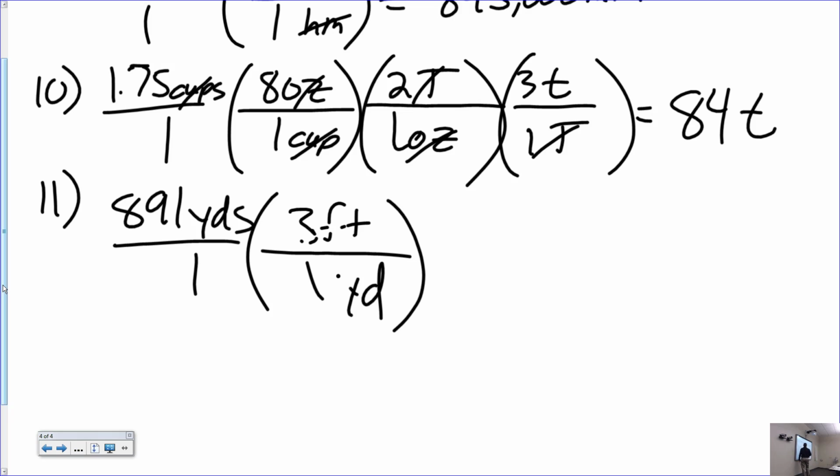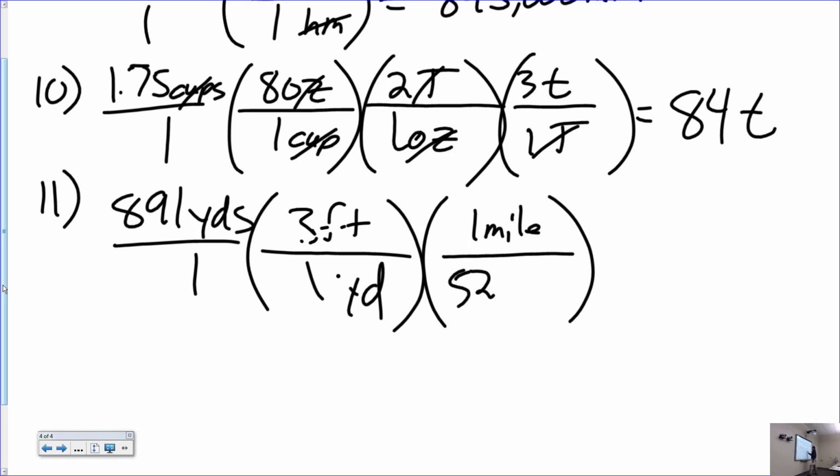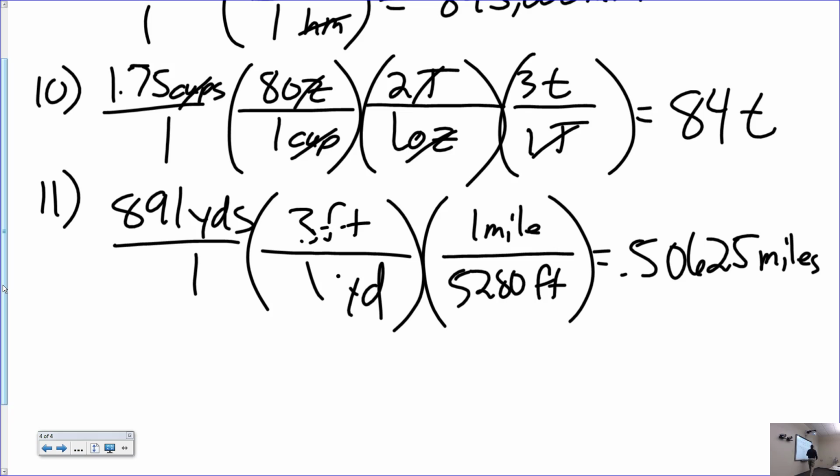I'm going to go to feet instead, so 1 yard is 3 feet, and then use the number that I do have to work with all the time. 1 mile, 5,280 feet. So take 891, multiply by 3, divide by 5,280. 0.50625 miles. And note, folks, that all of these conversions are exact.